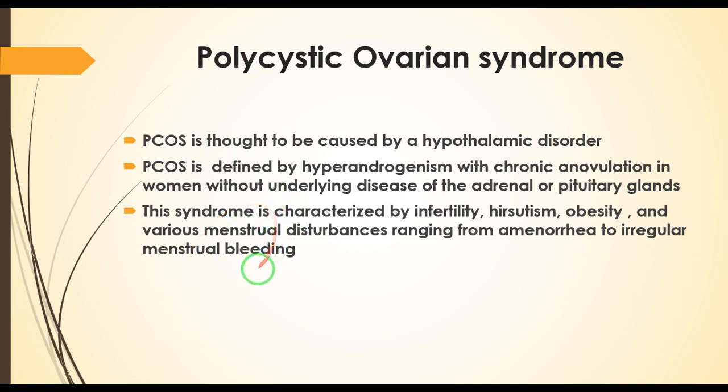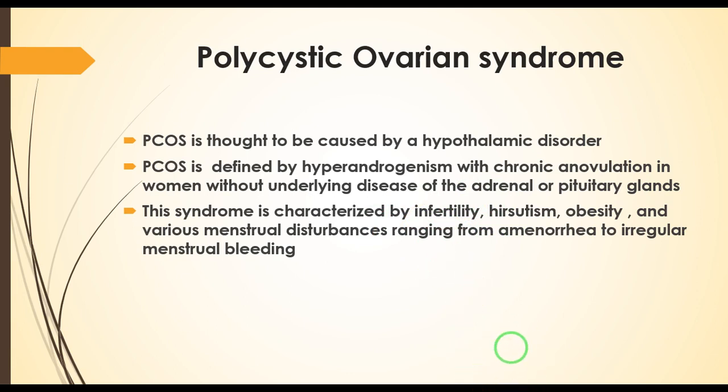Polycystic ovarian syndrome is one of the diseases that are very common, and we can use the hormonal analysis, biochemical analysis, as an aid in the diagnosis. It is thought to be a hypothalamic disorder. The defect is in the hypothalamus. The patient presents with infertility, hirsutism, obesity, menstrual disturbance, maybe amenorrhea or irregular menstrual bleeding, oligomenorrhea. All these may be the presentation. It is a very common disease.